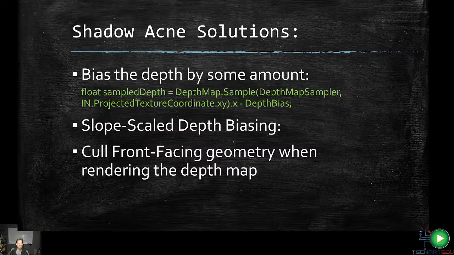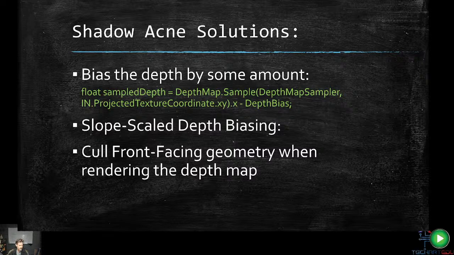A third technique is to cull front-facing geometry when rendering the depth map. We're just not going to deal with the front faces at all. We cull out the front faces, so we're only dealing with the back faces when rendering the depth map. That helps remove some of the stuff that's closer to the camera, so we're not even going to deal with that geometry. Once again, that is kind of a hack. It doesn't work all the time. It might work, it might not. That's why we're choosing the depth bias to complement this lecture, because it makes a little bit more sense.